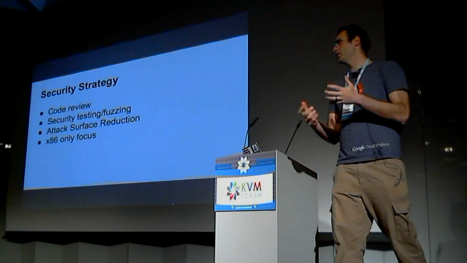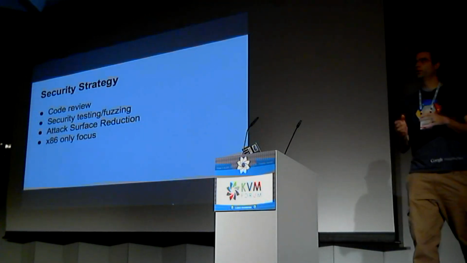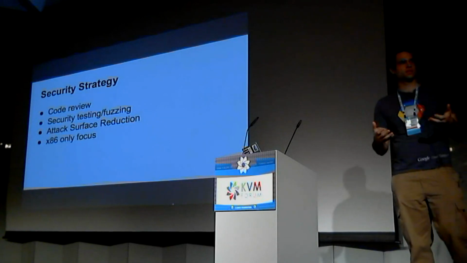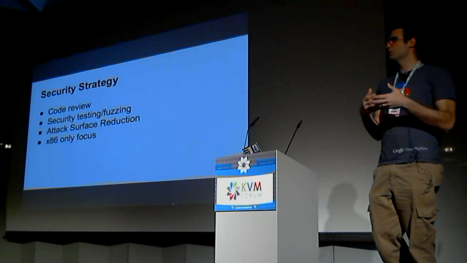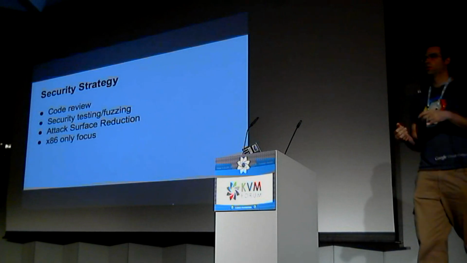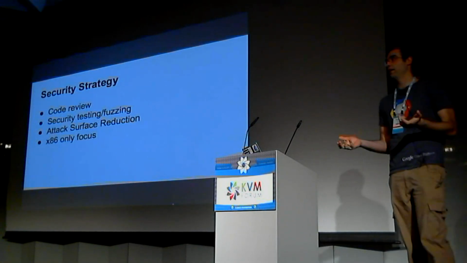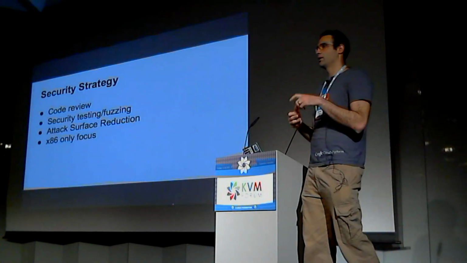So when we did our first code review, we looked at all of the things that we consider to be attack surfaces, that are things that do something in response to guest input. So there's the device emulation that's in KVM. That's the APIC, the IOAPIC, the PIT, and the PIC.